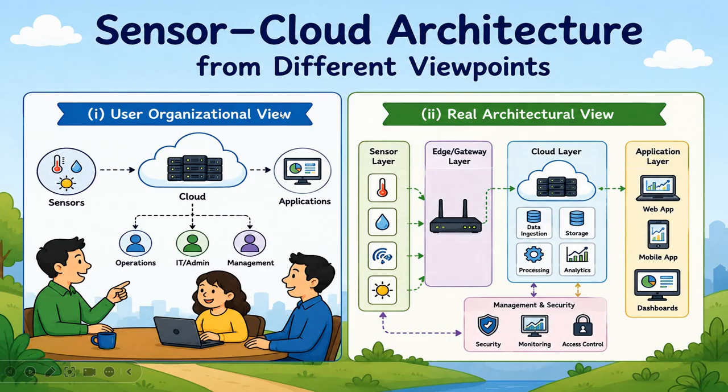So here in the user organizational view, you have sensors, cloud, and applications, and in the cloud you will be having operations, IT or admin and management, whereas in the real architecture you have the sensor layer, edge or gateway layer, cloud layer, then you have the management and security layer and the application layer. Now we will see these in detail one by one.